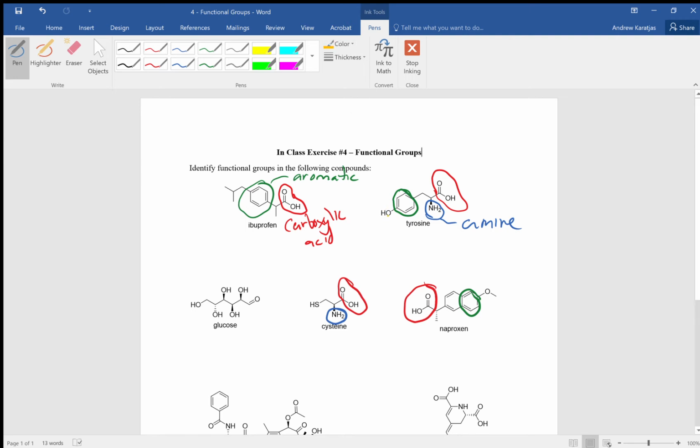An OH bonded to an R group, as we have here in tyrosine, that's an alcohol. Glucose actually has 5 alcohol groups in it. At the end here we have a carbonyl with an R group on one side, a hydrogen on the other side. That's known as an aldehyde.